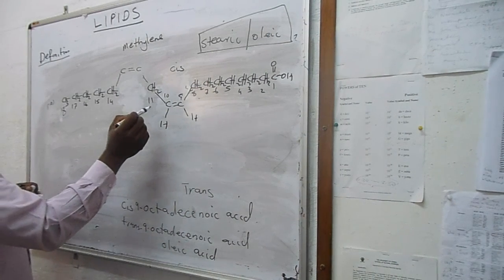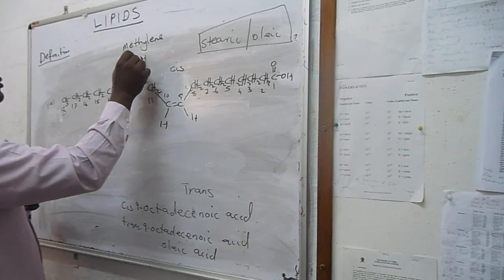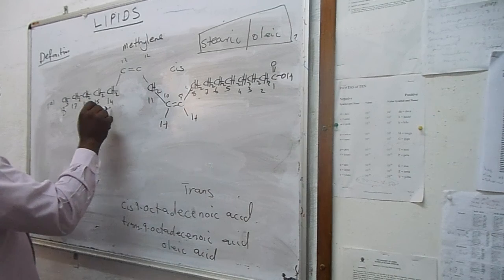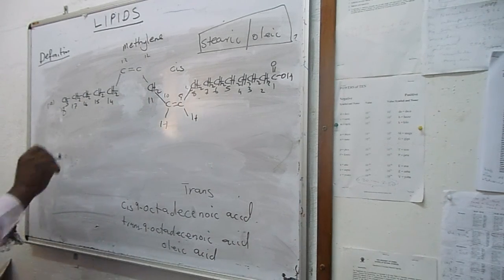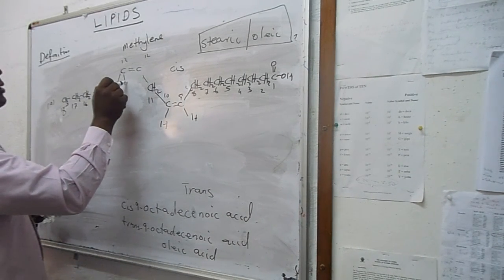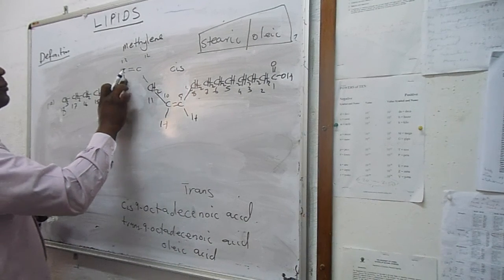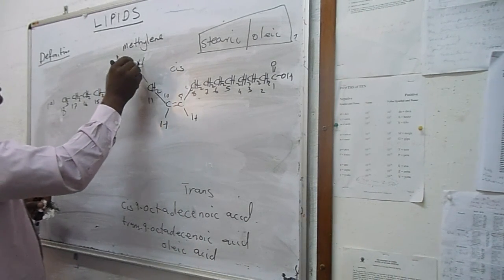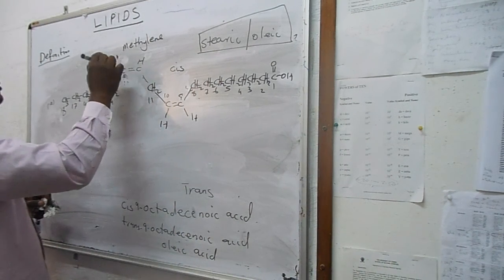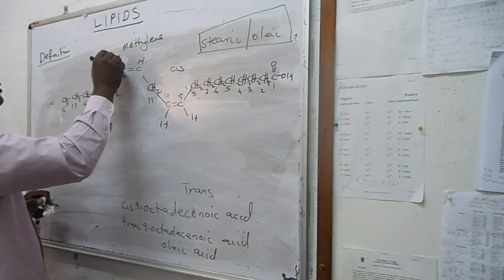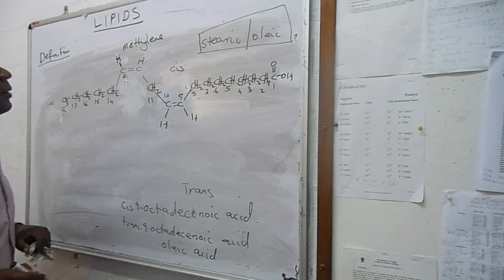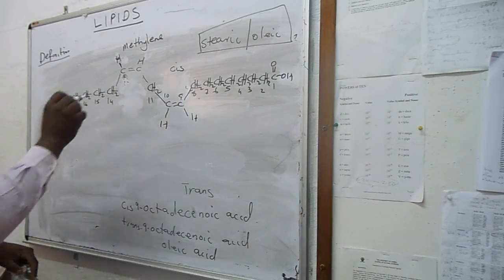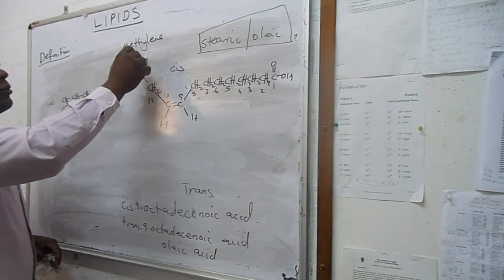Okay, this is carbon number 10, 11, this is 12, 13, and 14. So we can have hydrogen there, and hydrogen there. And this is carbon number 12.